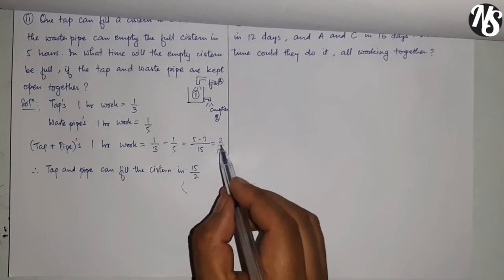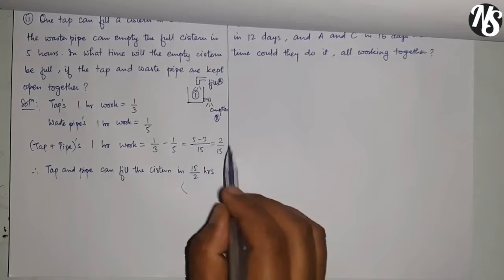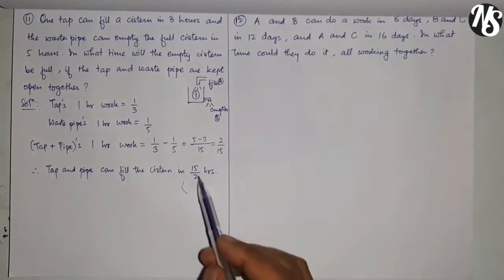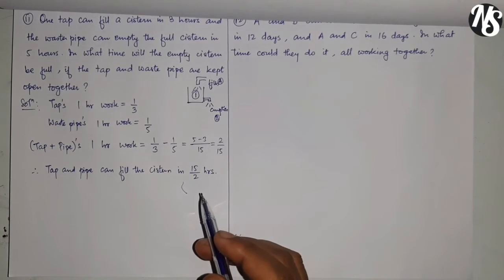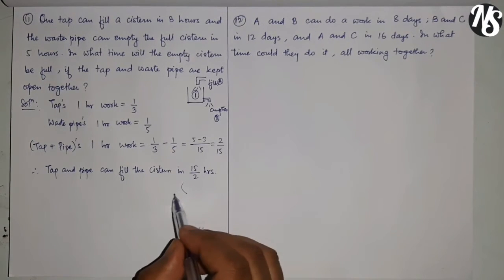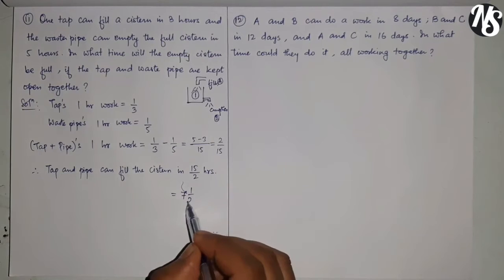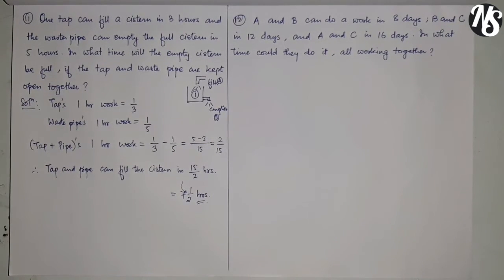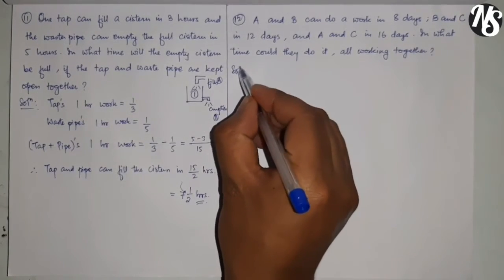Okay, so 15 by 2 hours. This time you are dealing with hours, so that's why it will be 15 by 2 hours, which is nothing but how much? This is equal to exactly 7.5 hours. So this is your answer for this particular question.